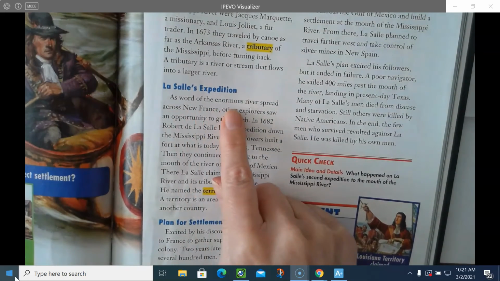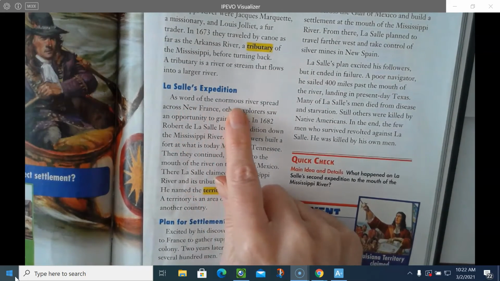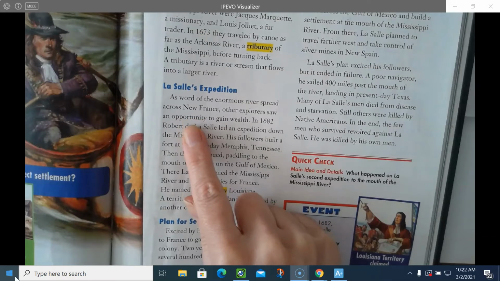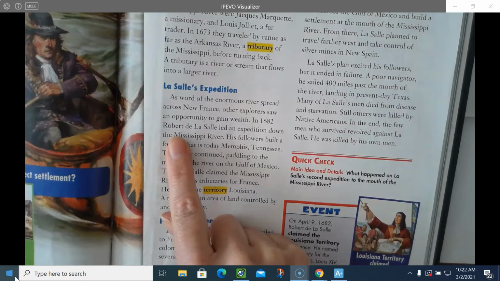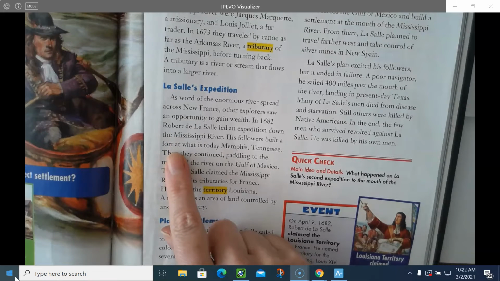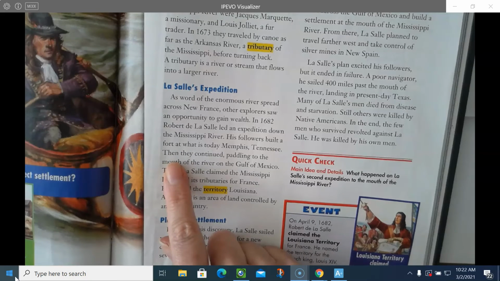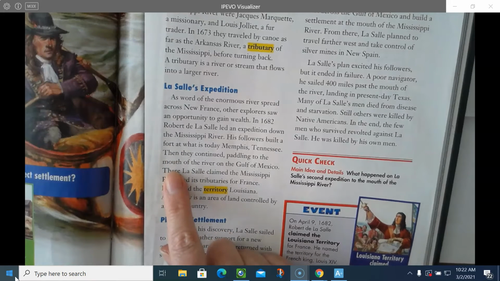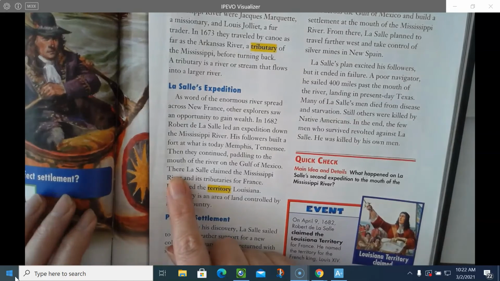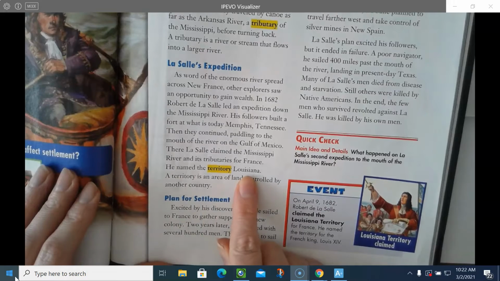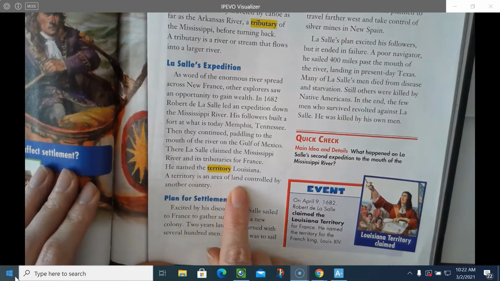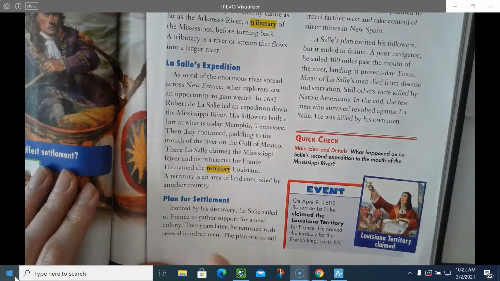La Salle's expedition. As word of the enormous river spread across New France, other explorers saw an opportunity to gain wealth. In 1682, Robert de La Salle led an expedition down the Mississippi River. His followers built a fort at what is today Memphis, Tennessee. Then they continued paddling to the mouth of the river on the Gulf of Mexico. There, La Salle claimed the Mississippi River and its tributaries for France. He named the territory Louisiana. A territory is an area of land controlled by another country.